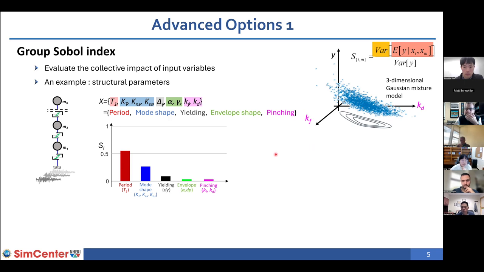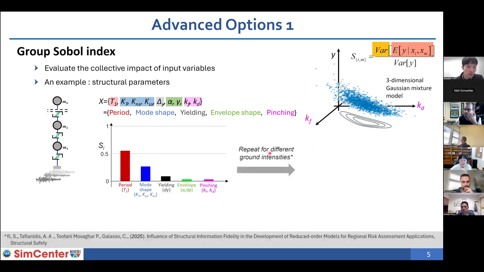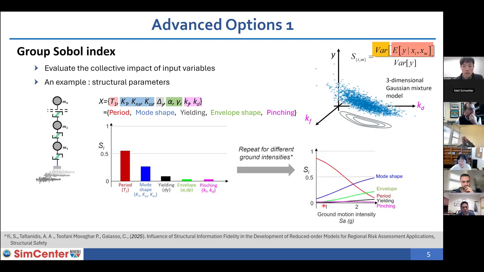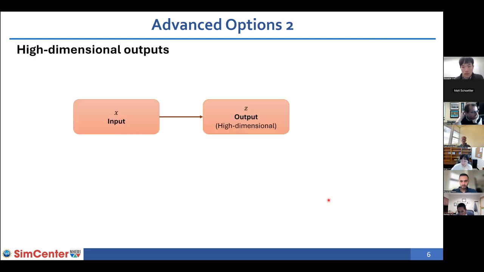This example is actually one of our recent works. We repeated this exact group sensitivity analysis for different levels of ground motion intensities so that we can understand how these parameter contributions change as we increase the intensity of our ground motion. And to achieve this kind of curve, a straightforward way could be to repeat this sensitivity analysis at different levels of ground motion intensities. But that can be pretty computationally expensive. And we encounter this kind of situation very frequently in engineering applications.